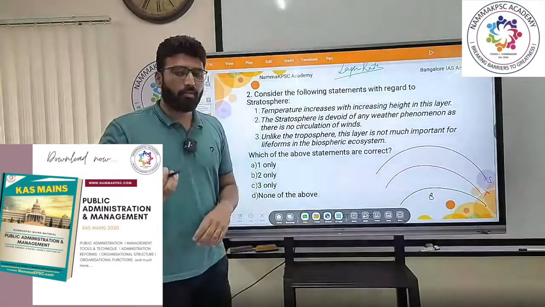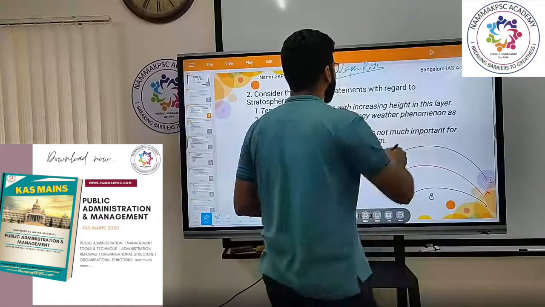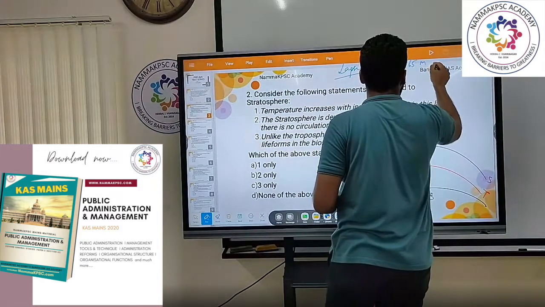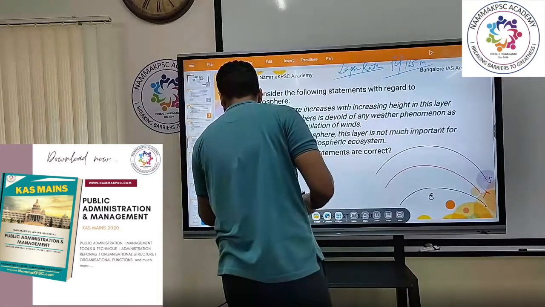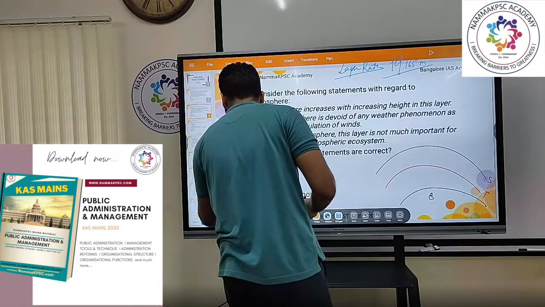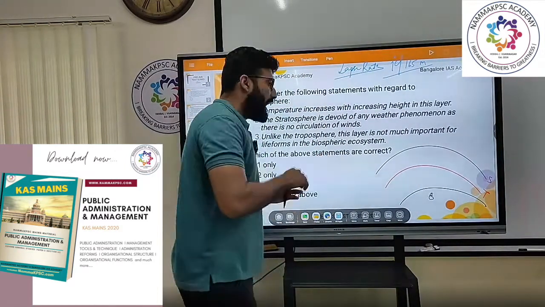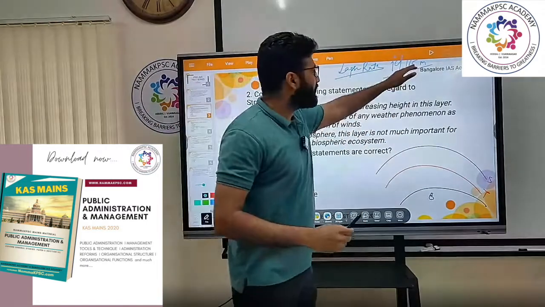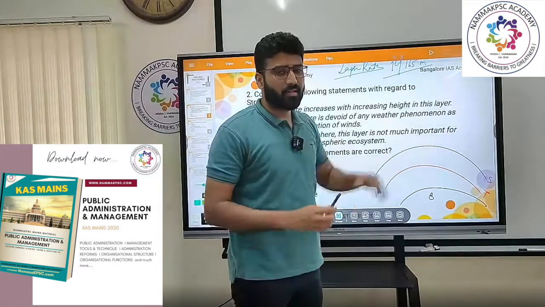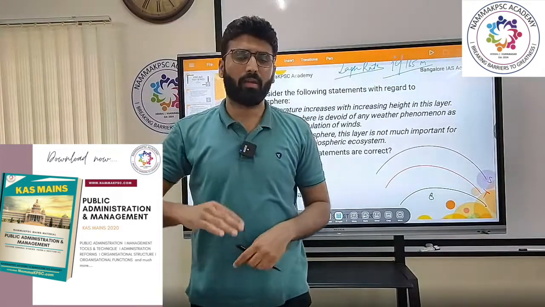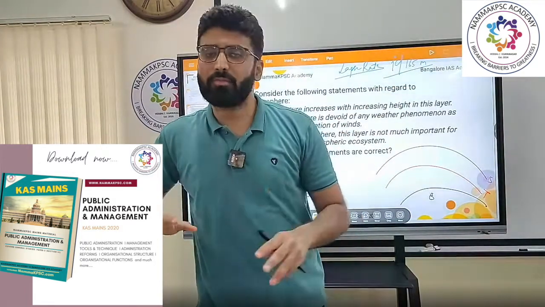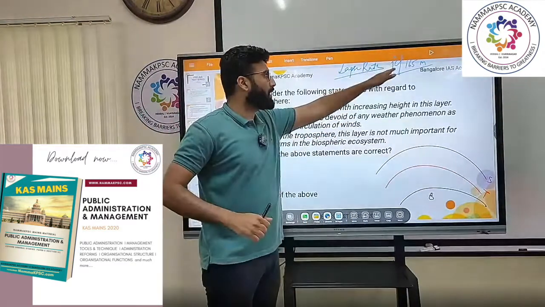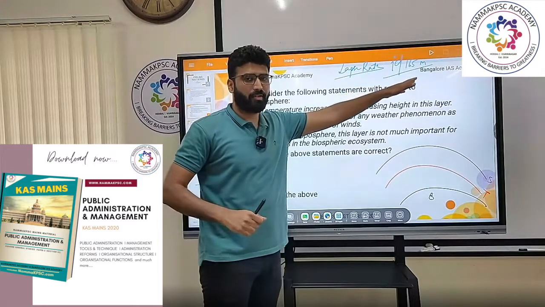The lapse rate for the atmosphere within the troposphere is 1 degree Celsius for every 165 meters. Meaning what? As you go up into the atmosphere, for every 165 meters, the temperature would reduce by 1 degree Celsius. So this I am saying only with respect to the troposphere. So within the troposphere, the lapse rate is 1 degree Celsius per 165 meters.